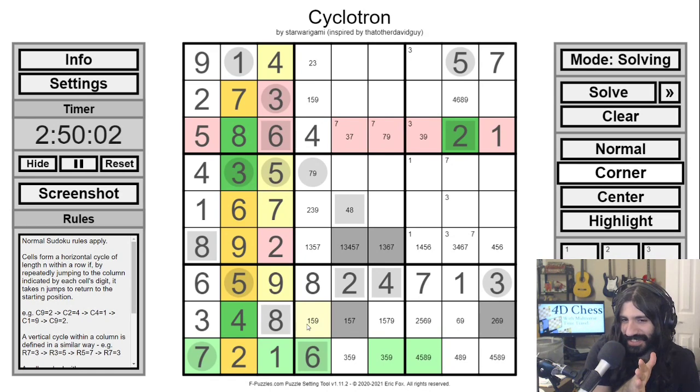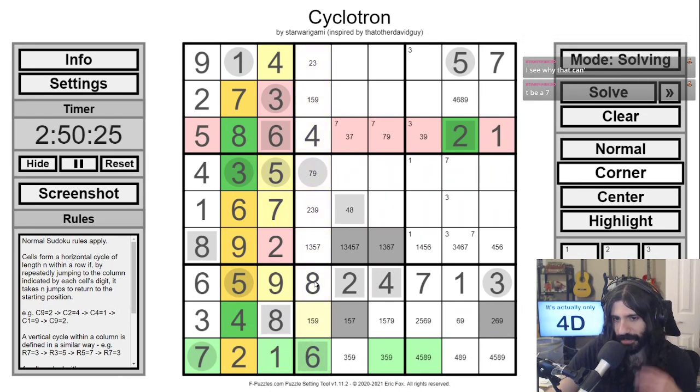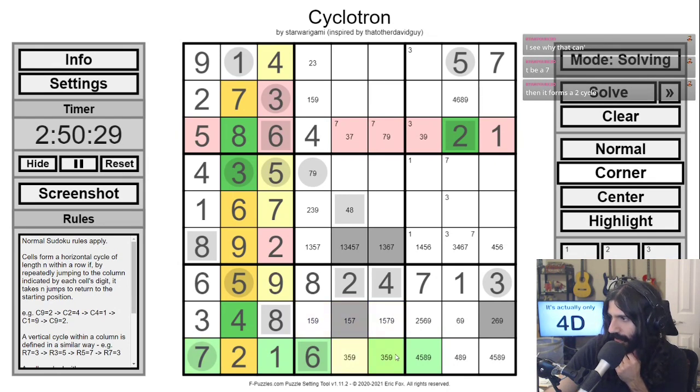What sucks is that I don't remember why we marked almost anything that we marked. So that's like a problem, right? I see why that can't be a seven. Is it because of this? For some reason, one of these has to be a seven because of this seven, right? Then it forms a two cycle. Seven. Oh, 7, 8. It does form a two cycle.